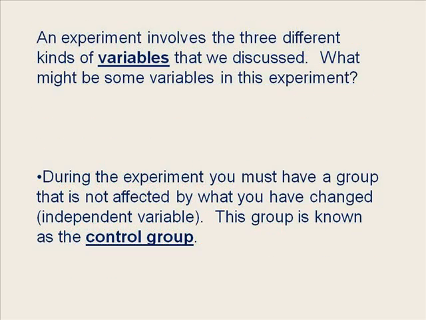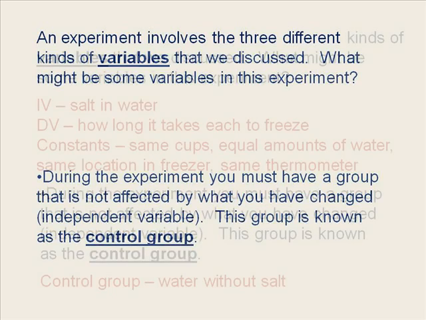I mentioned earlier in the notes that we needed to know what our variables were going to be. In addition to what our variables are, independent, dependent, and constants, we also need to have a group that does not change or is not affected by the independent variable. This group is known as the control group. So on the next slide, we're going to look at what our 3 variables would actually be for this experiment and we'll look at what the control group would be.